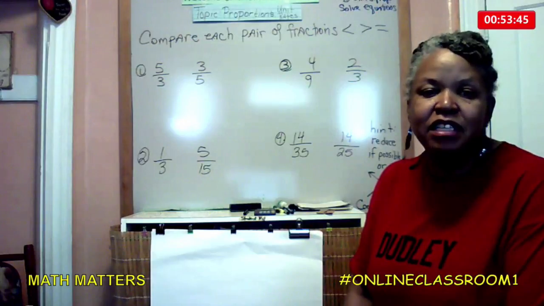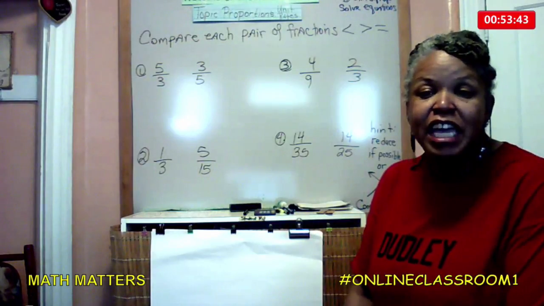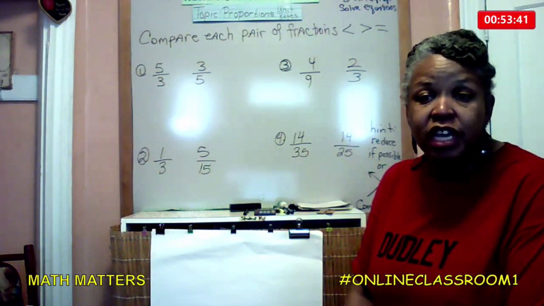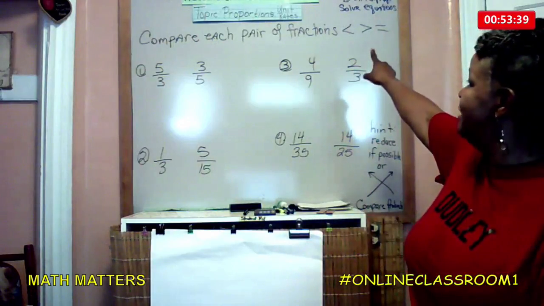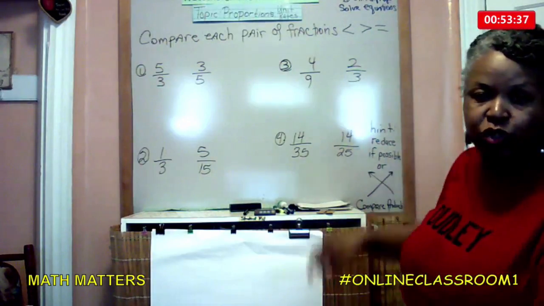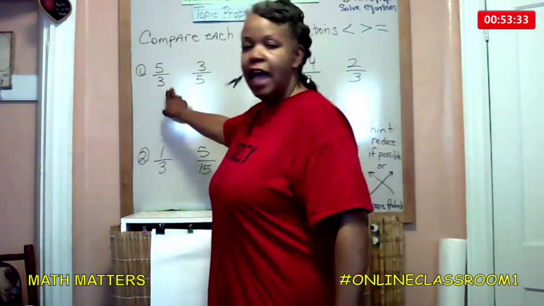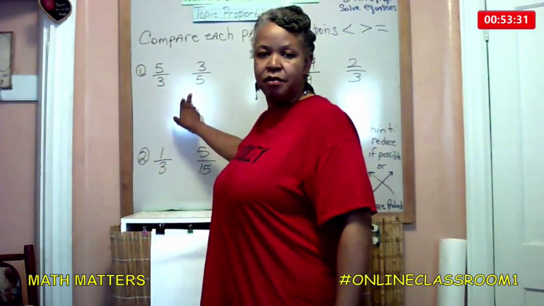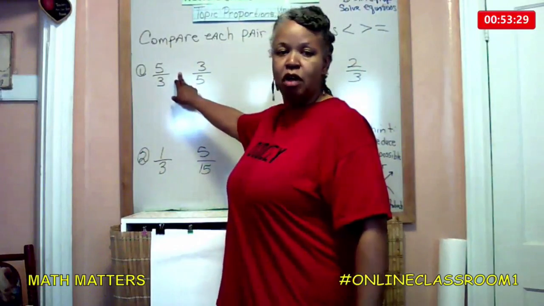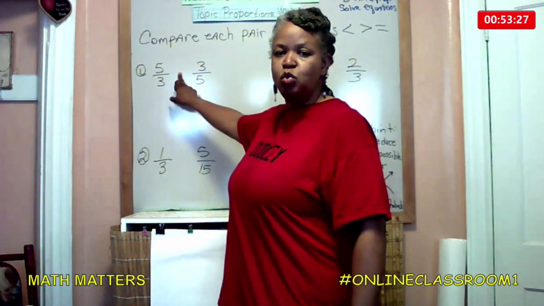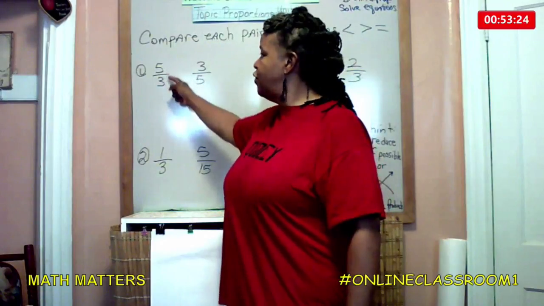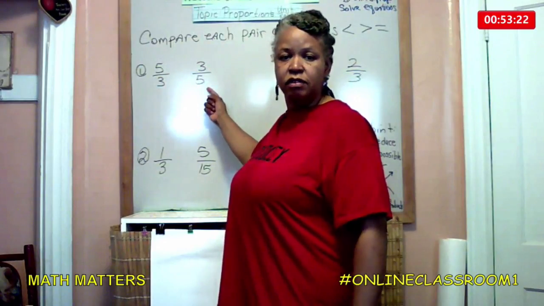First thing on tap is to have you compare each fraction using the less than, greater than, or equal to symbol. Put it right between the 2 fractions as we compare each pair. Put the symbol right there. Which one is larger? Is 5/3 larger than 3/5?